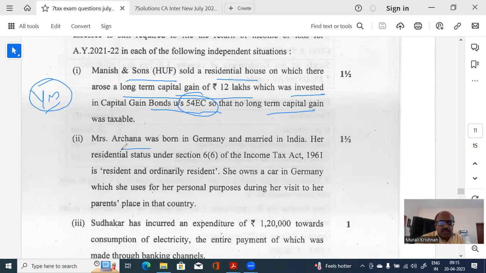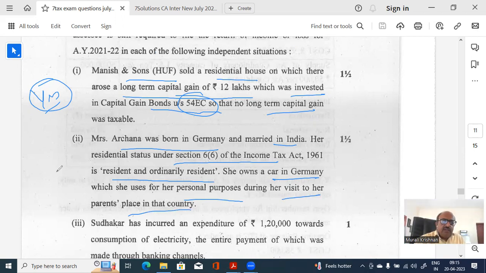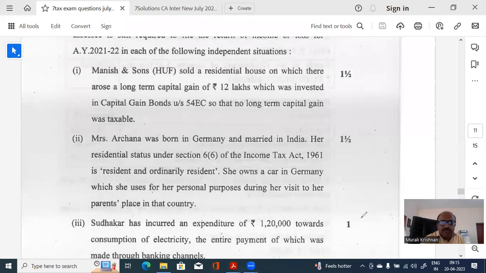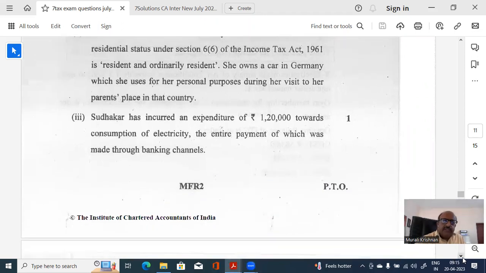Archana, born in Germany, married in India. Her residence status under section 6(6) is resident and ordinary resident. She owns a car in Germany for her personal purpose during visits to the place. She is born there and maintains a car there. As per the rules, if a resident is owning a foreign asset, return has to be filed. Please look at the section 139 proviso. That will tell you all this. But these are simple answers provided you know it. Otherwise, you cannot do it. That's very difficult. Same with this also.